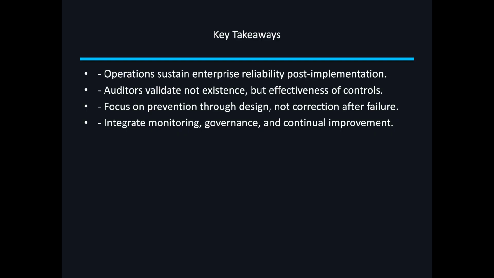So these are some of the takeaways. Understand operational control categories: preventive, detective, and corrective. Be able to differentiate between incident, problem, and change workflow. Link evidence types to assurance objectives. Prioritize audit findings by risk and business impact.